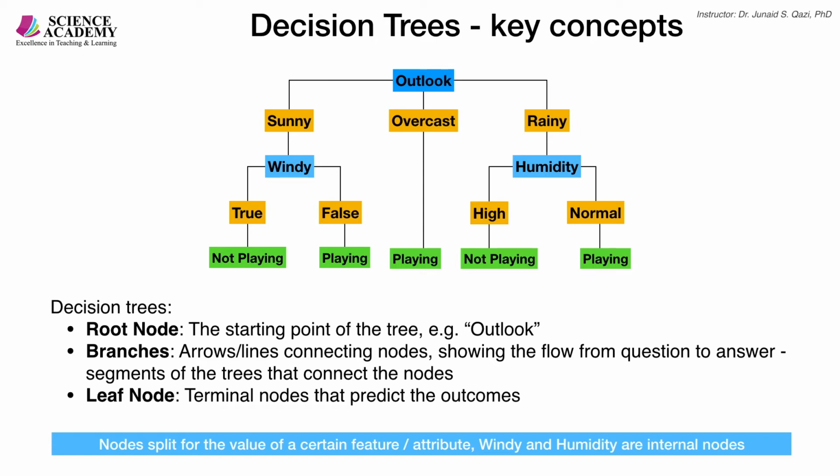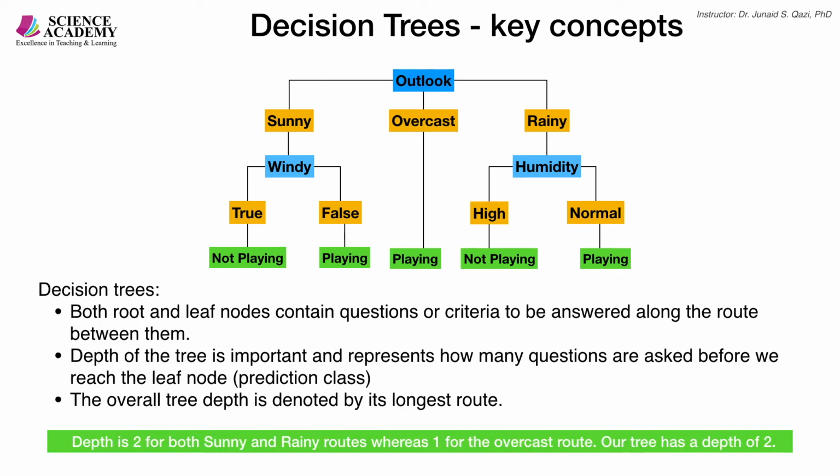The trees could also have internal nodes. For example, windy and humidity, represented in lighter blue color. They split for the value of a certain feature, for example, true or false for windy and high and normal for humidity in our case. In decision trees, both the root and internal nodes contain questions or a criteria to be answered along the route between them. Trees have their depth, which is important and represents how many questions are asked before we reach the leaf node or predict a class.